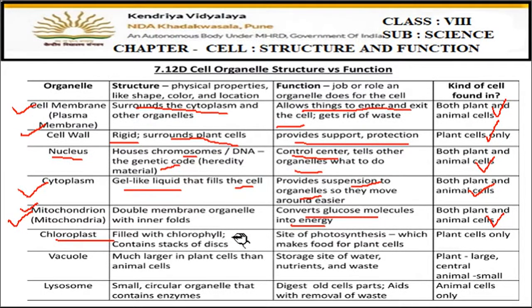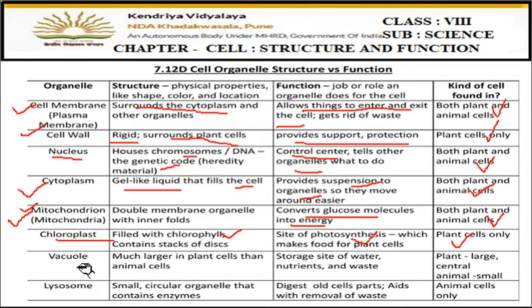Chloroplast is filled with chlorophyll, right? And you all know that chlorophyll helps in photosynthesis. So what is the function? It is the site for photosynthesis, and chloroplast is only present in plant cells. It is that organelle in which chlorophyll is present, right?